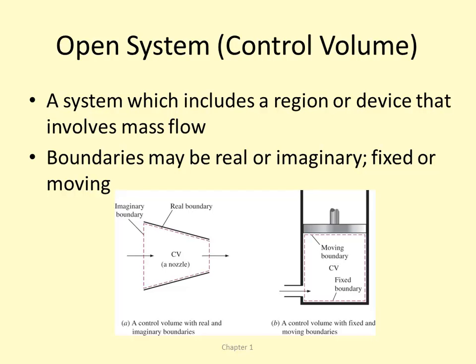An open system is also called a control volume, and an open system is any one which involves mass flow. So it can be an open system that's steady, like a nozzle or turbine or pump or compressor or any of those other steady flow devices we studied, or it could be unsteady. So in this case, we have a single inlet and there's mass accumulation within the device.